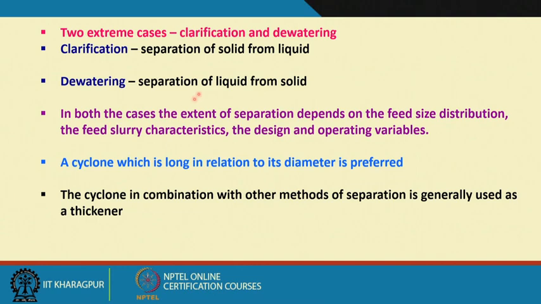For these cases, a cyclone which is long in relation to its diameter is preferred. That means the conical part is much longer than the cylindrical part. What does it mean? It means the included angle, that is the cone angle, is smaller. So when the cone angle is smaller, what will happen?